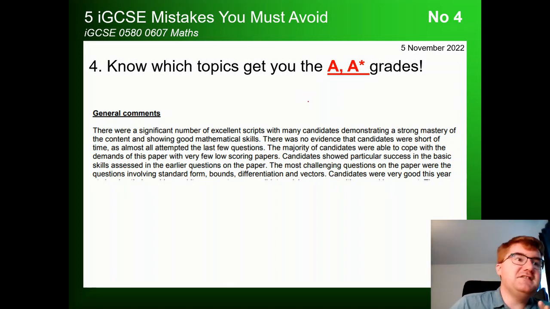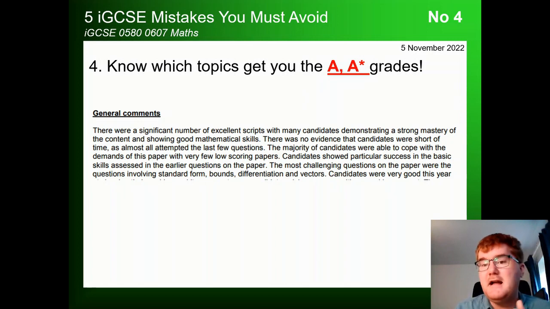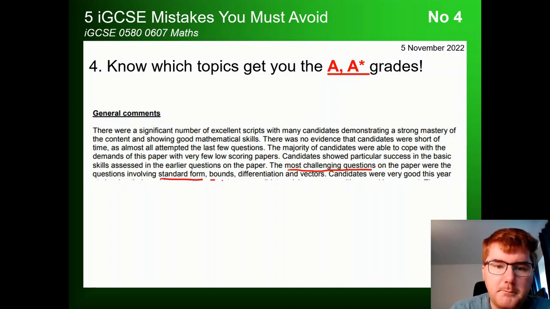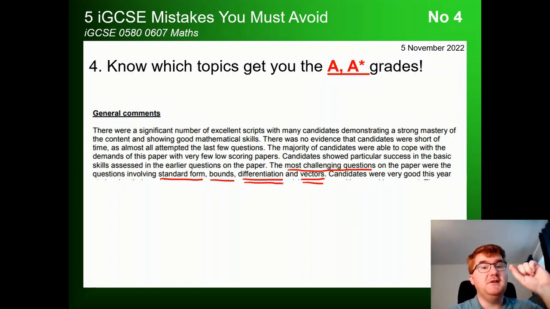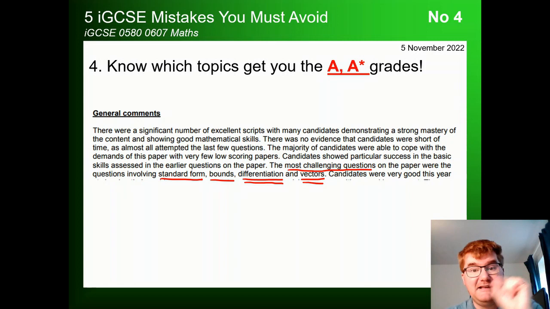So in that case, not using all your time revising the sort of B and C material. Now, the question you're going to ask here is, how do I know which topics are A and which topics are A star? Well, they give this in the general comments in the examiner's report. So if we have a look at this, the most challenging were the ones involving standard form, bounds, differentiation and vectors. Those are the topics that are going to make the difference between an A and an A star, or a B and an A grade.